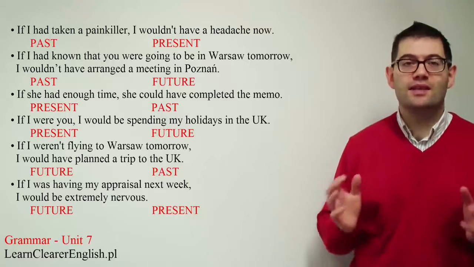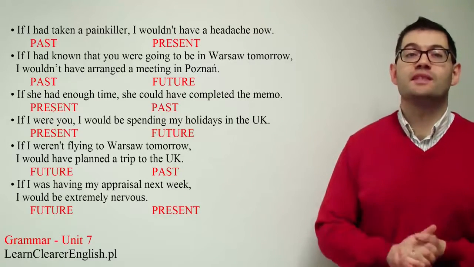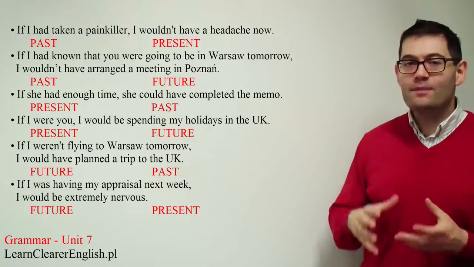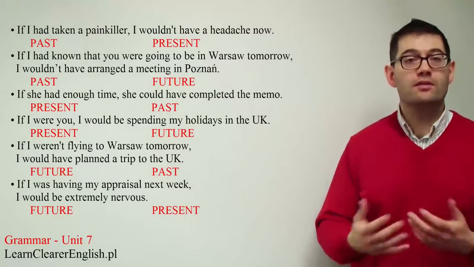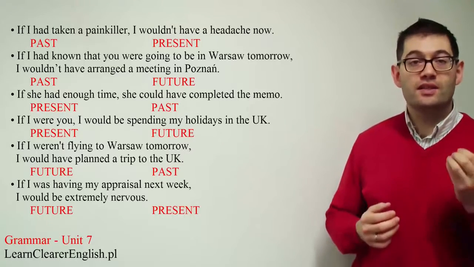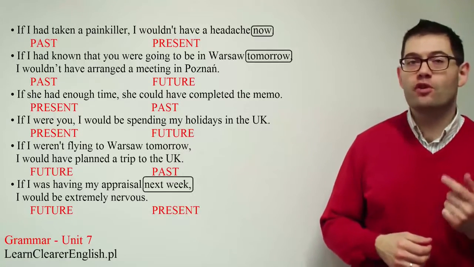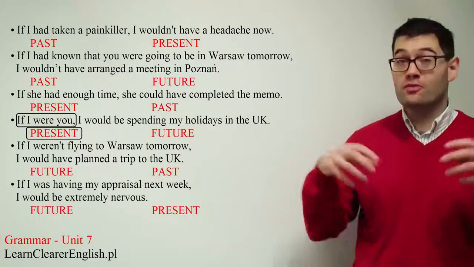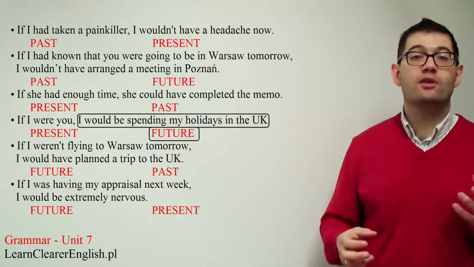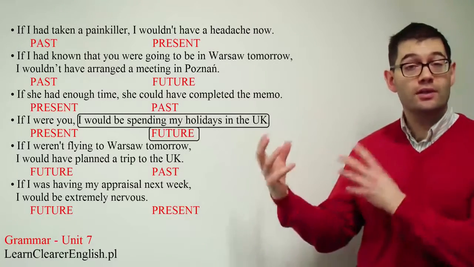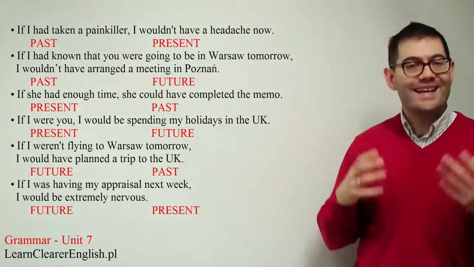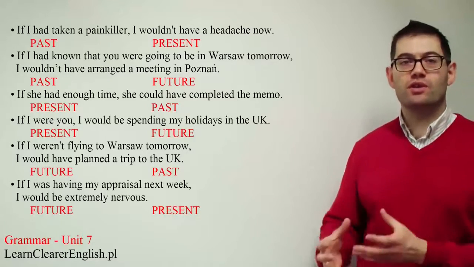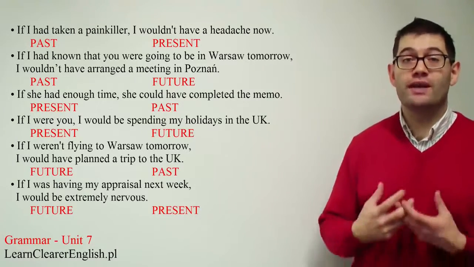In some cases, the second conditional itself is enough to form a mixed conditional, as we can see in the fourth and sixth examples. The aim is to cover all time periods, and we can do this in a couple of ways. Either by using timestamps like now or tomorrow or next week, or by using implied timestamps. For example, if I were you now, I would think about spending my holidays in the UK, and of course when you're on your holidays, it will be in the future. And this is the reason why we use mixed conditionals, to adapt an unreal conditional structure to fit the context that we're trying to create.